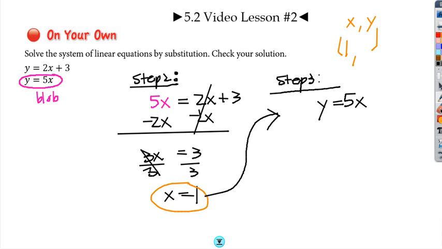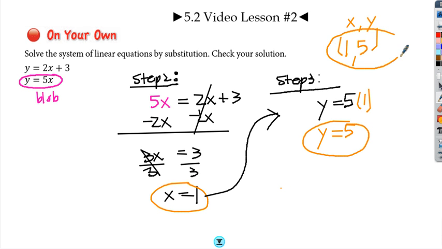So instead of x, x will be 1. Then y is equal to 5 times 1 is 5. So y value is 5. Put that into your ordered pair, (1, 5). Filled in, that's your final answer. You found the answer from step 2. Plug it in any of these equations, whatever looks simpler, and get your y value, and you're done.